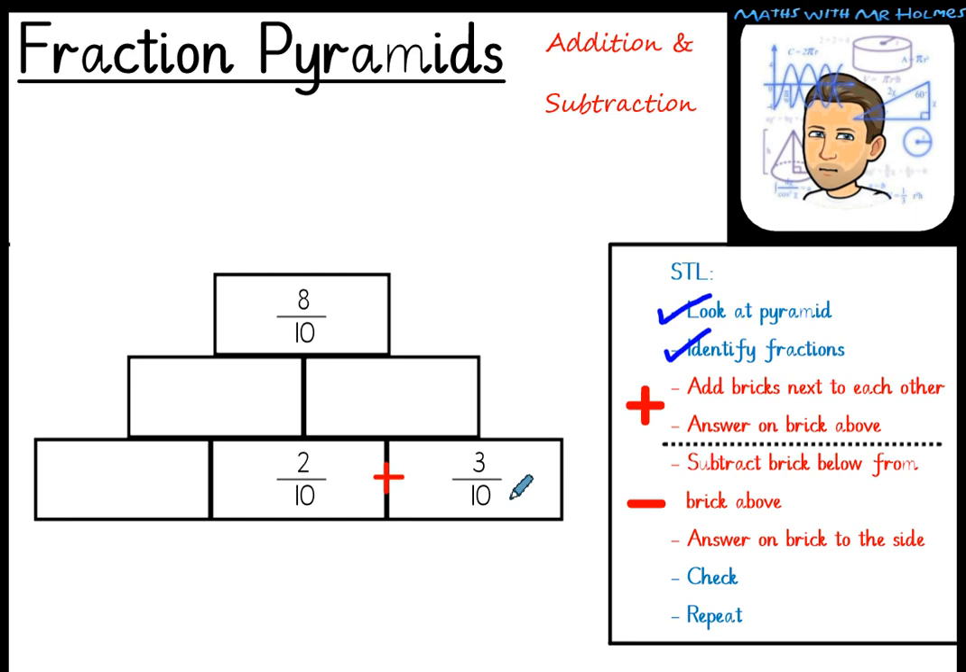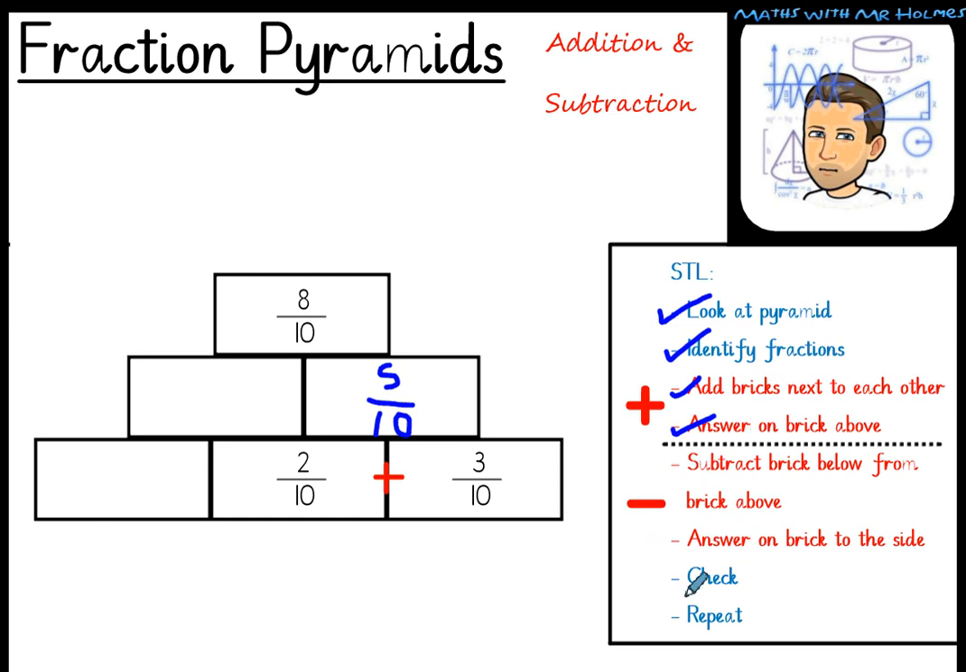2/10 add 3/10. That is 5/10. The answer goes on the brick above. So it's going to be 5/10. Don't need to follow these parts. These are if I'm going to do subtraction.